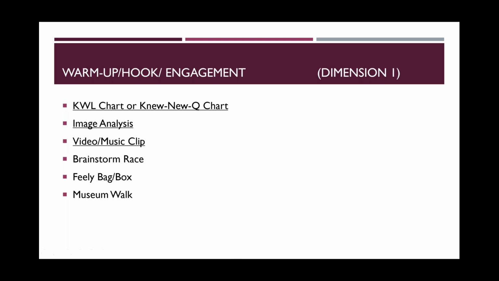Another activity that you can use as your Dimension 1 hook in your lesson is a brainstorm race. Give each kid or each group, and break them up into teams, make it a competition. Brainstorm as many things as they can. You can give every kid a marker and make it like a silent activity. Everybody just has to write down. Then have the kids change groups and they can kind of elaborate on each other's ideas.